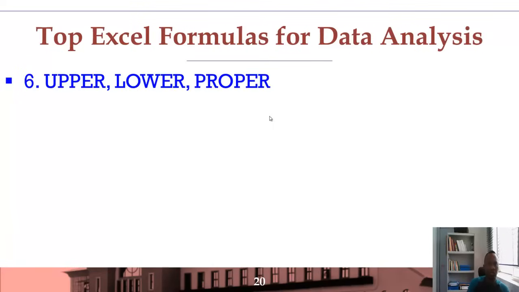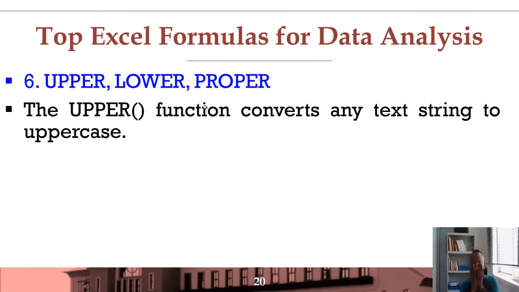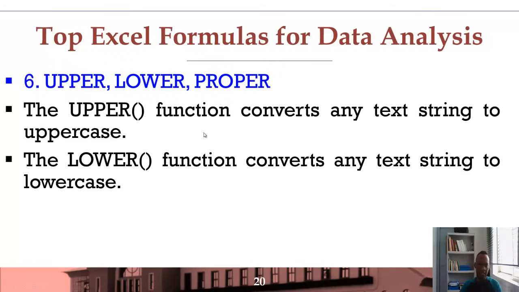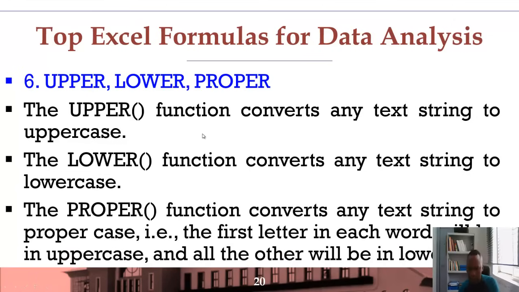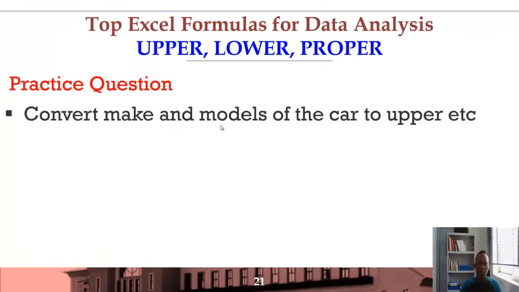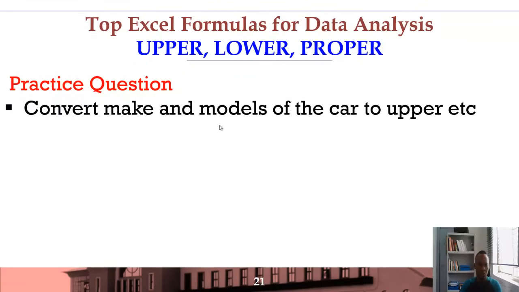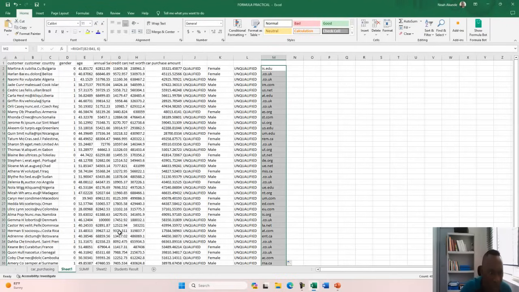The next functions we want to use are upper, lower, and proper. Upper can be used to convert the text in a particular column to uppercase. Lower can be used to convert the text in a particular column to lowercase. The upper function converts any text string to uppercase. The lower function converts any text string to lowercase. The proper function converts any text string to proper case. That is, the first letter in each word will be in uppercase, and all other letters will be in lowercase. Practice question: convert make and models of the car to upper etc. So let's see what we can do with this.